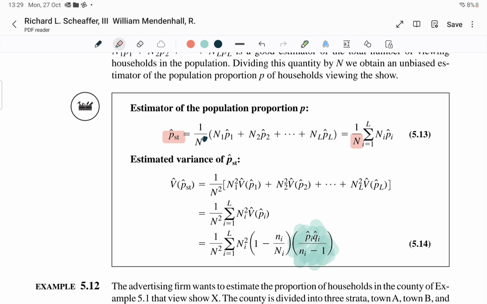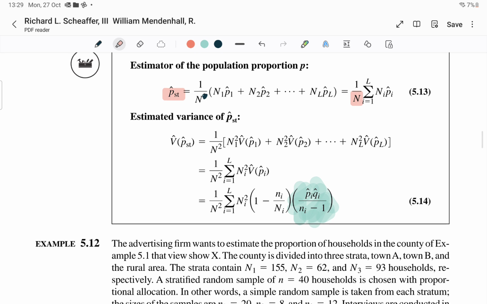After estimating the proportion, you will estimate the variance of the estimator, and by taking the square root you will get the standard error. The variance of the estimator is 1 over N square, N1 square variance of P1, plus variance of P2 and variance of P3.